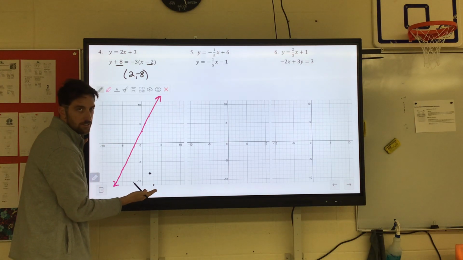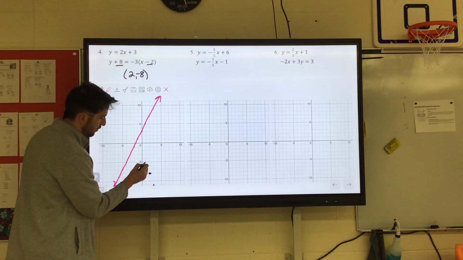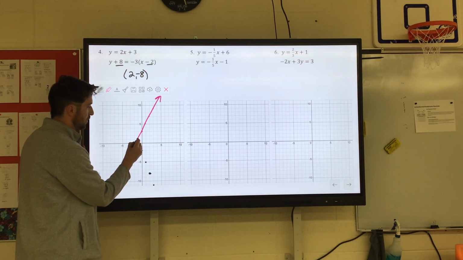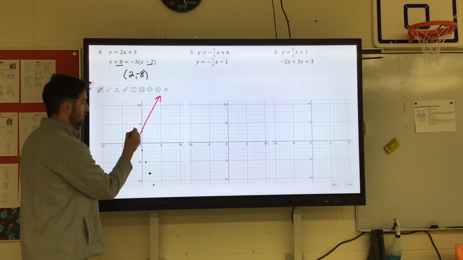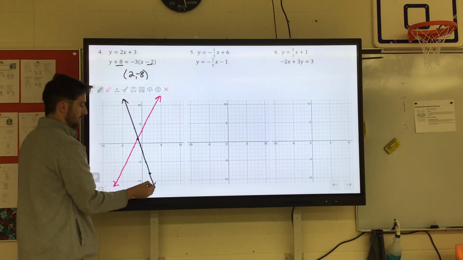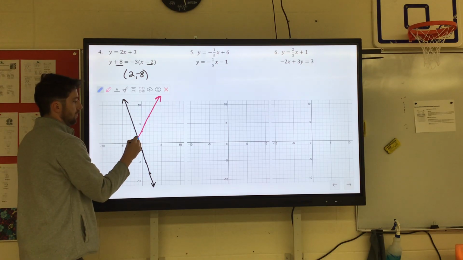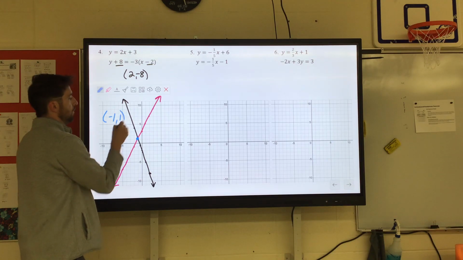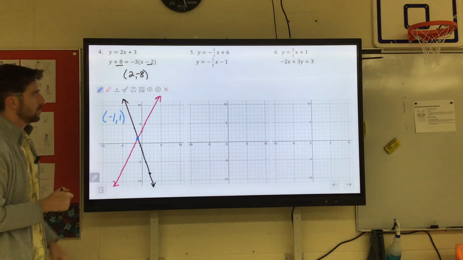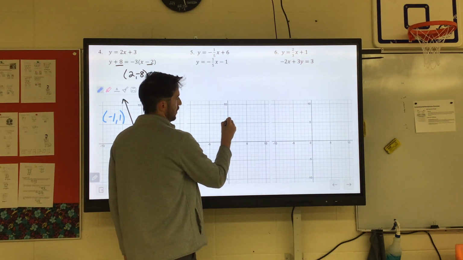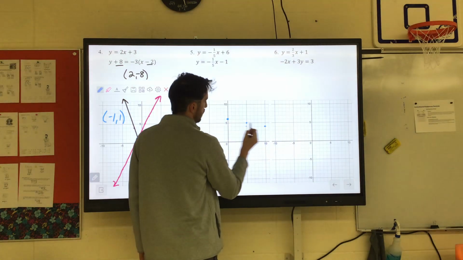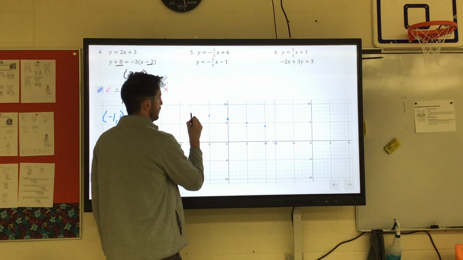Now, it's not going to cross down there, so we're going to have to backtrack. We're going to go up 3, left 1, up 3, left 1, up 3, left 1. There's where they cross. Up 3, left 1. So that coordinate is negative 1, 1. Great. Alright, look at number 5. Negative 1/5 x plus 6. Start at 6. Our slope is negative 1/5. Down 1 over 5. Down 1 over 5. We go up 1, left 5 a couple times as well.